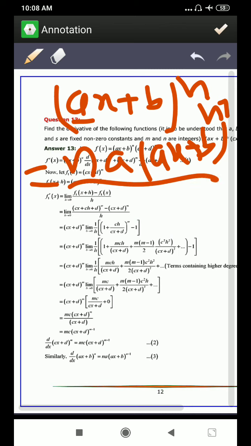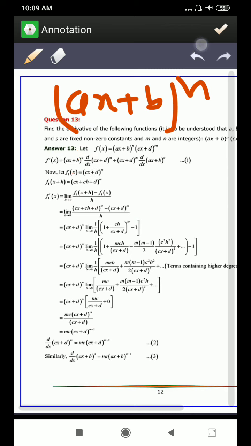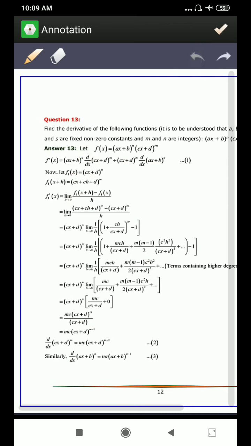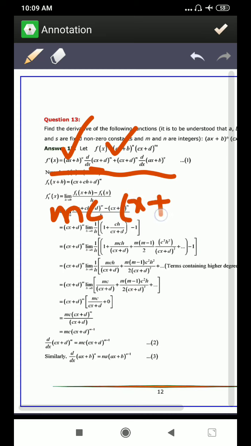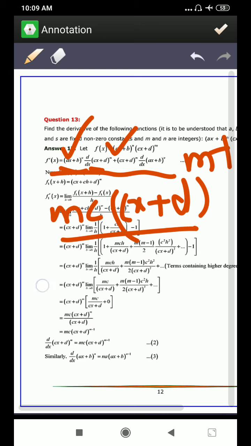So now you have to differentiate (ax + b)^n into (cx + d)^m. So what we'll do? Note down this formula. I will use this as a formula in this question. So I will differentiate this part. This (ax + b)^n is as it is. Differentiate (cx + d)^m. That will be m power into coefficient of x, that is c, into (cx + d)^(m-1). This is the derivative of this. So we'll multiply this with this. You will get the first term, plus this (cx + d)^m as it is.